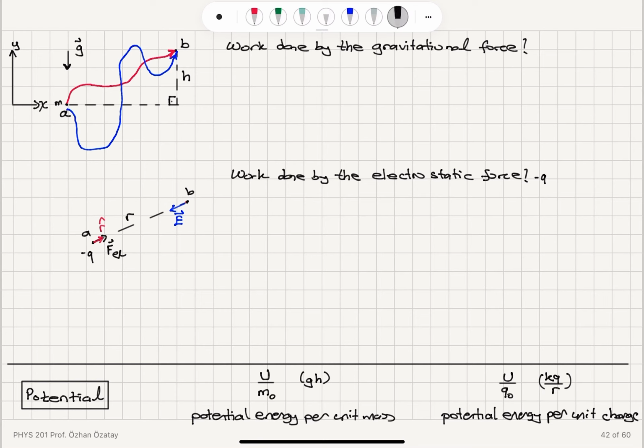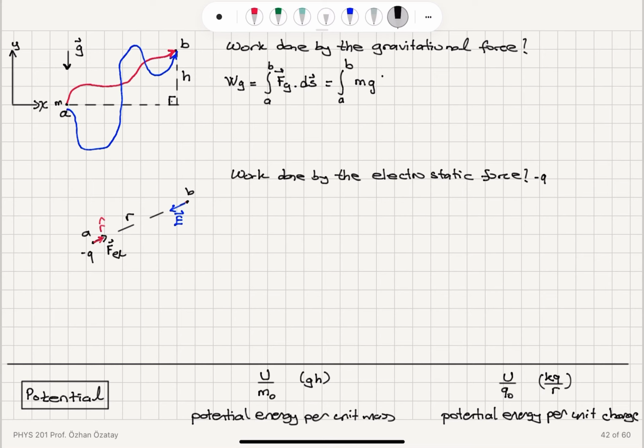Okay, so what is the work done by the gravitational force? It's the integral from A to B of the gravitational force dot product with the displacement ds from A to B. The gravitational force is mass times the gravitational acceleration or gravitational field g, and it's going to be pointing in the minus j hat direction. It's pointing downward.